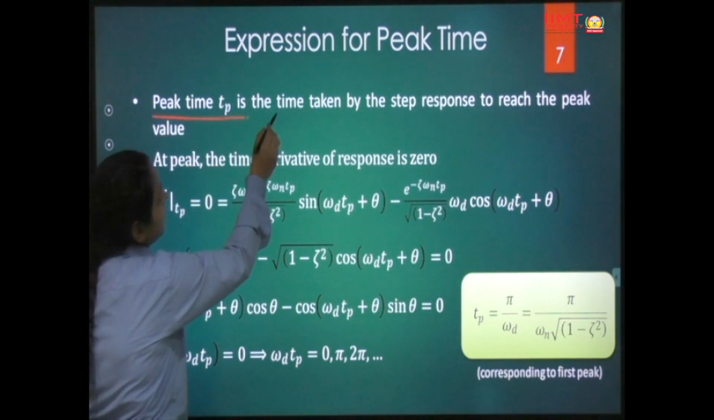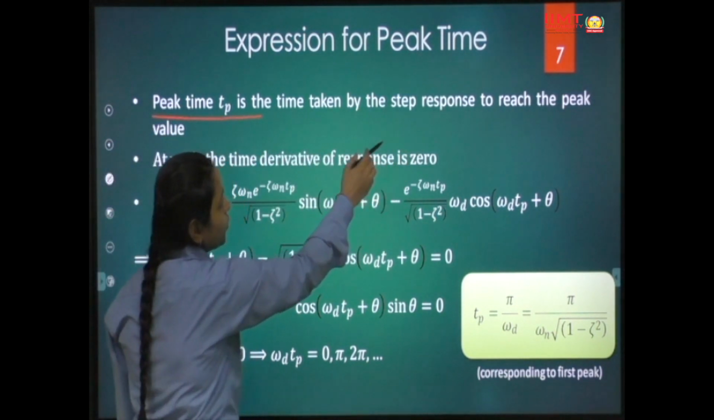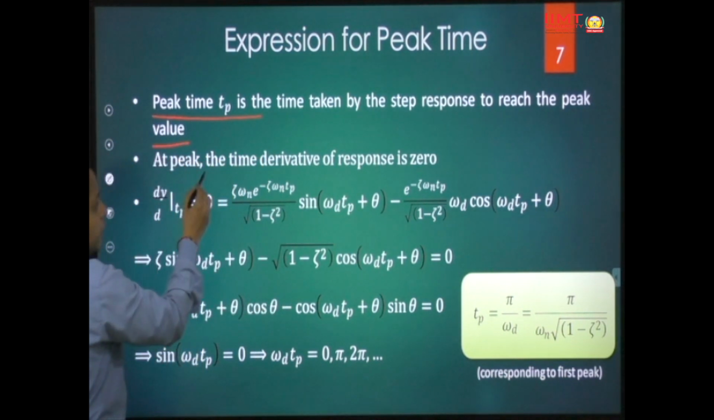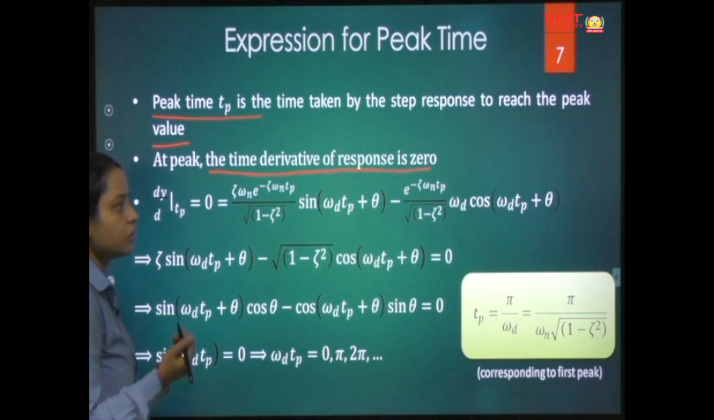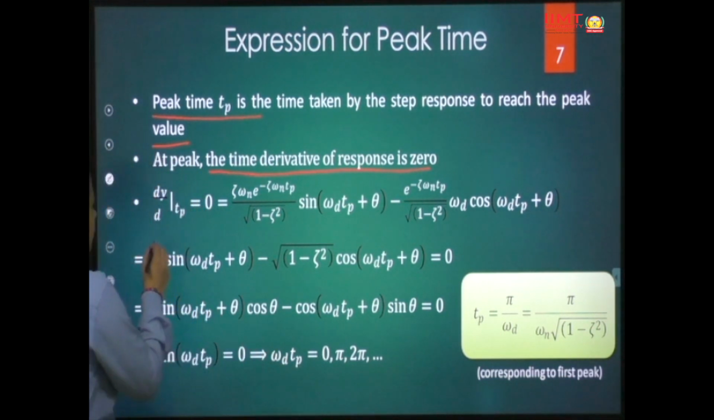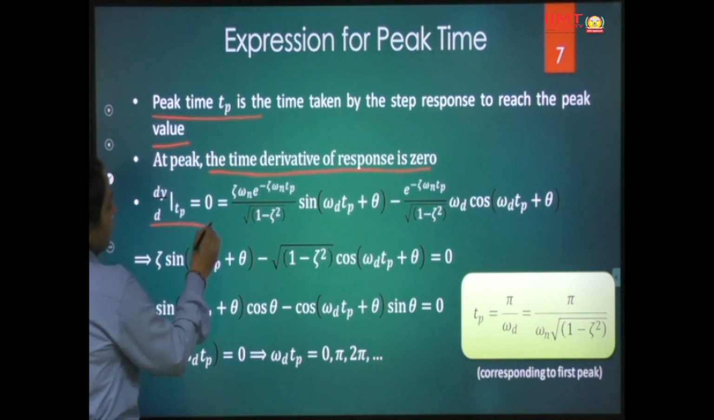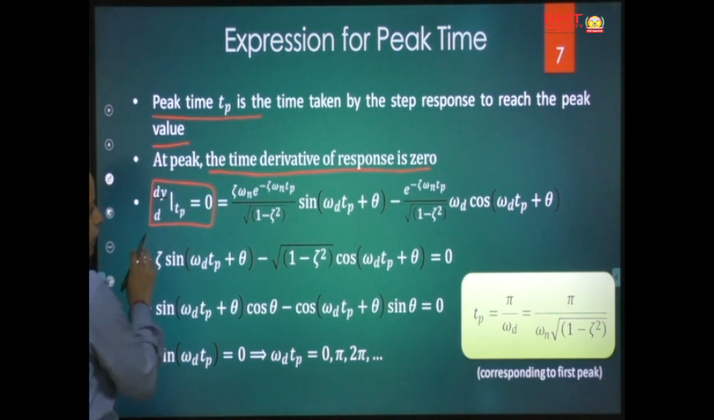Peak time Tp is the time taken by the response to reach its peak value. At peak, the time derivative of the response is 0, as we know for calculating any peak value. So dy by dt should be equal to 0 at Tp.